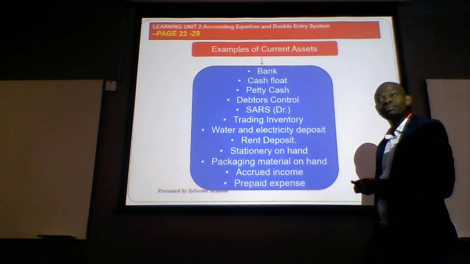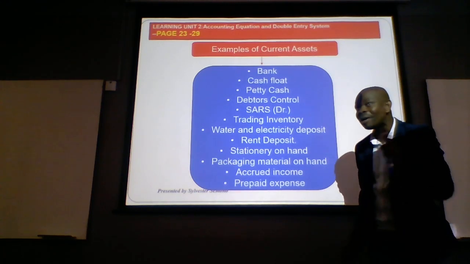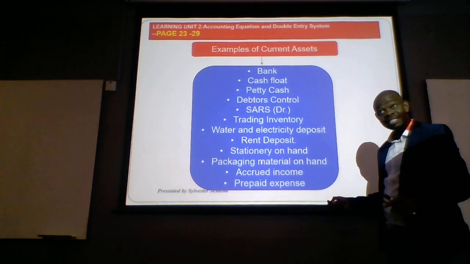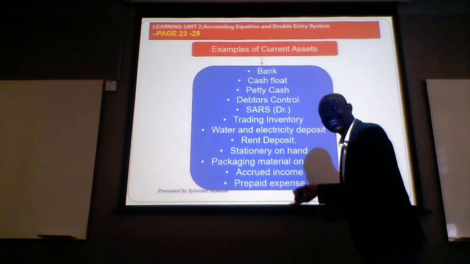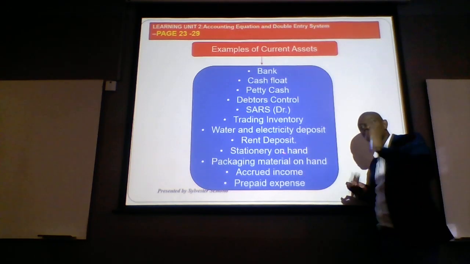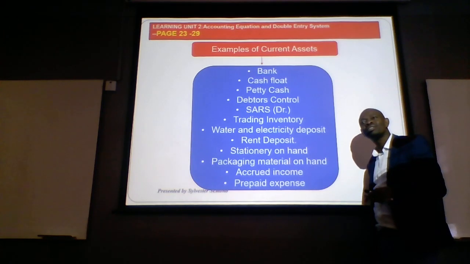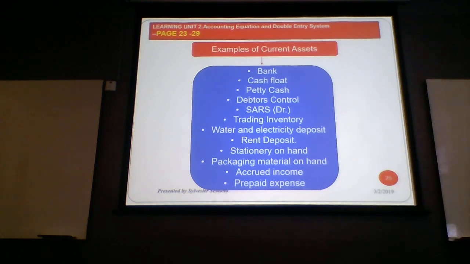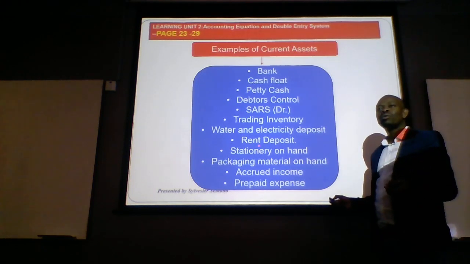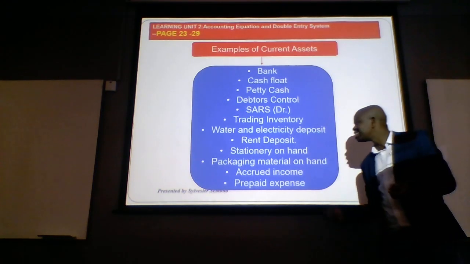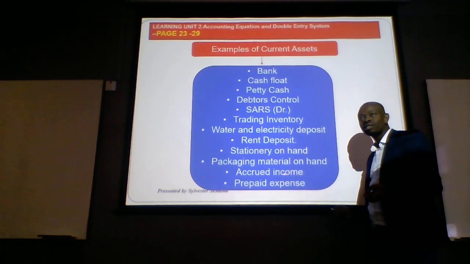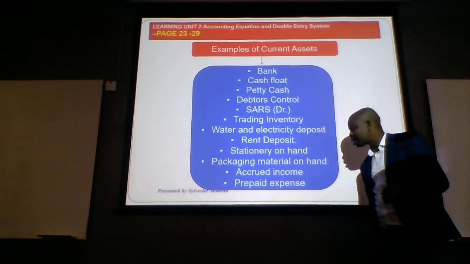Stationery on hand. Stationery is an expense, but on hand, asset. Packaging material is an expense, but on hand is an asset. Can you see most expenses which are on hand, we normally call them consumables. They are classified as what? Our assets. Because sometimes you can say, how can I say stationery is an asset because I'm gonna use it? No, these are the consumables. Together they are called consumable stores on hand.